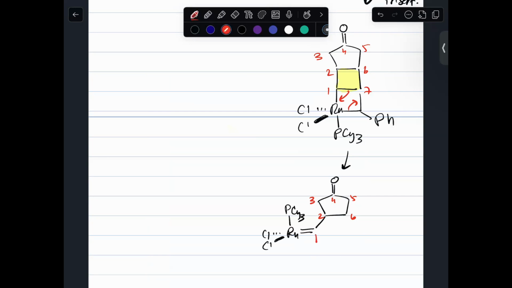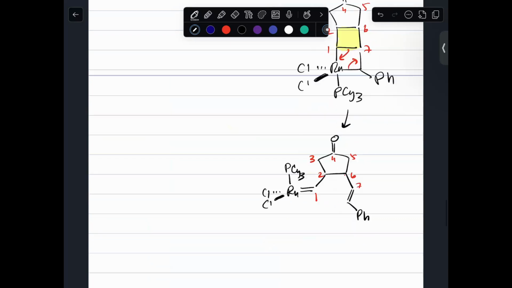So carbon 1 is now double bonded to my ruthenium. Carbon 6, draw my bond to carbon 7. And carbon 7 is now double bonded to my carbon holding my benzene. Okay. Now I can go ahead and introduce my alkene.